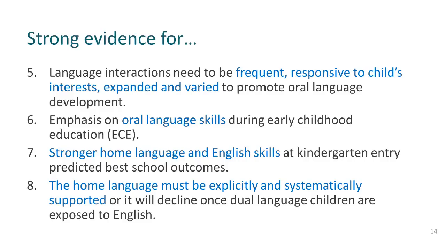Also, stronger home language and English skills at kindergarten entry predicted best school outcomes. So if we had our ideal situation, children would be equally exposed to both languages, which would result in strong skills in both English and Spanish, which then predicts high reading skills in both languages at third grade, and staying in school, and excelling in many subject areas long term. So that's an underlying finding that we need to keep in mind.